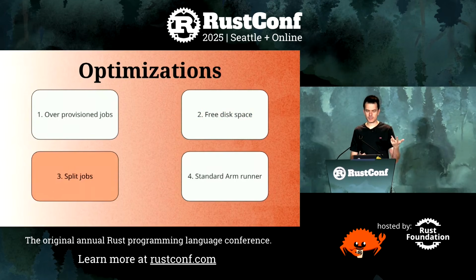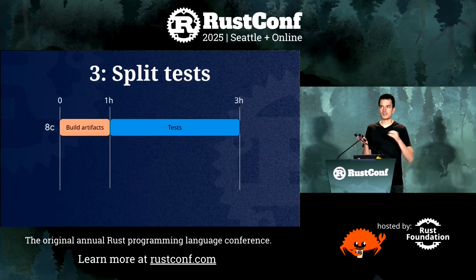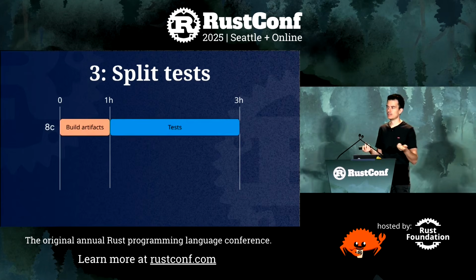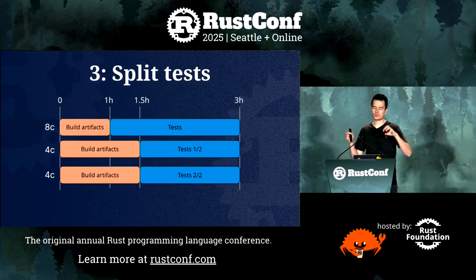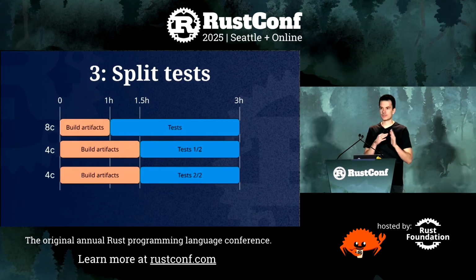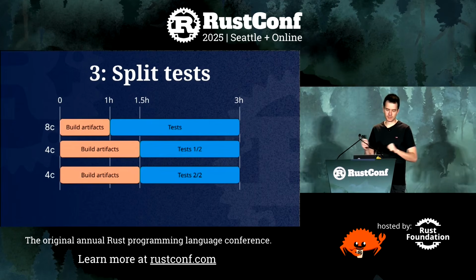So the third optimization is probably the most interesting, which is splitting jobs. We analyzed how much time each job spends between building the artifacts and testing them. And we found that actually testing the artifacts is where most of the jobs spend their time. So what we did was we replaced one large runner with 2 standard runners. Of course, building the artifacts now takes a bit longer, but each standard runner runs half of the test suite.